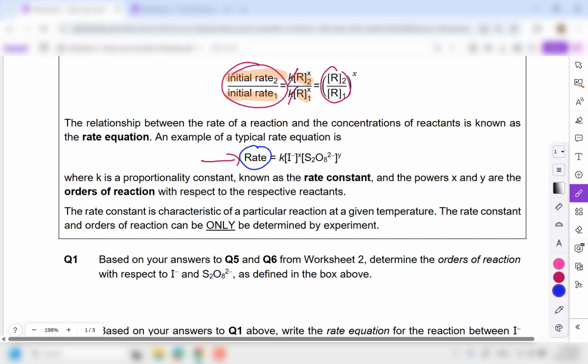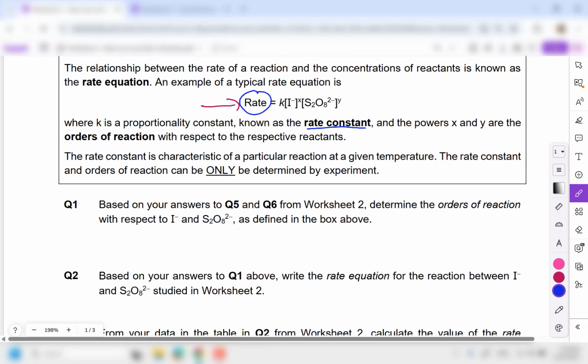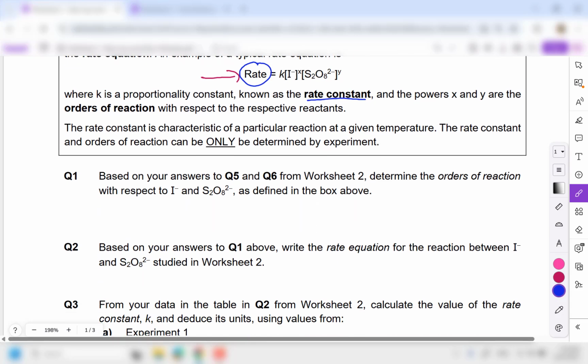Because we don't know the orders yet, or the power terms, we let them be X and Y. K is usually the proportionality constant, known as the rate constant. It is temperature dependent, and only temperature dependent. The rate constant can only be determined by experiment. You cannot determine the rate constant simply by guessing, as well as the order.